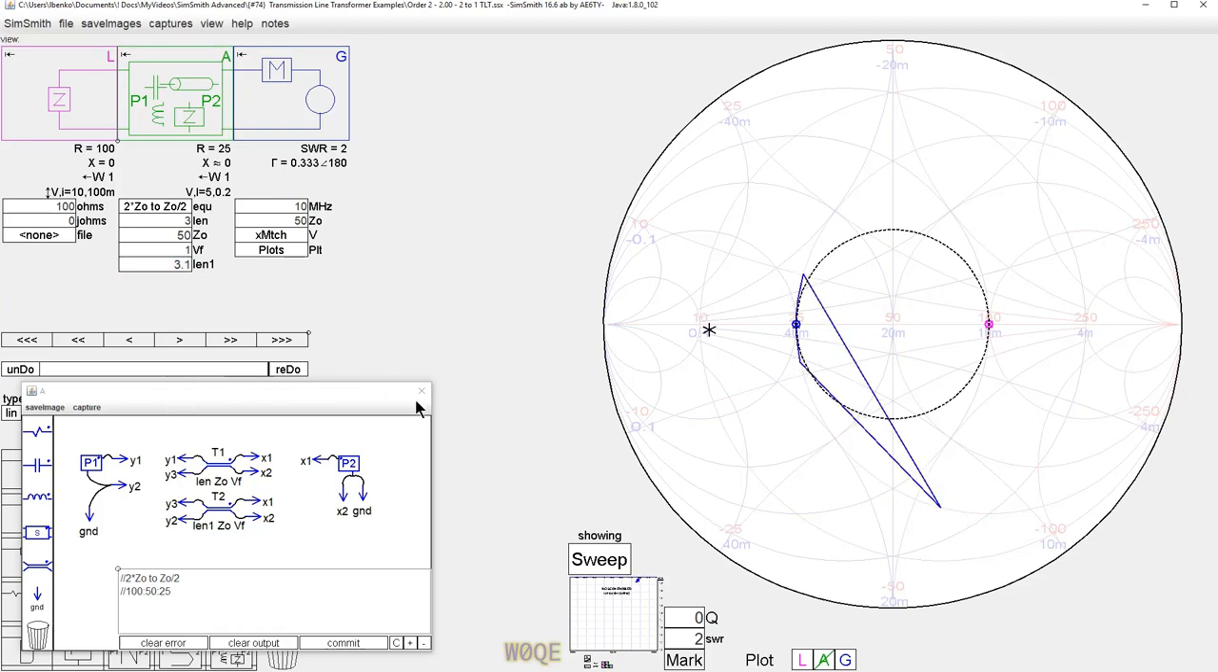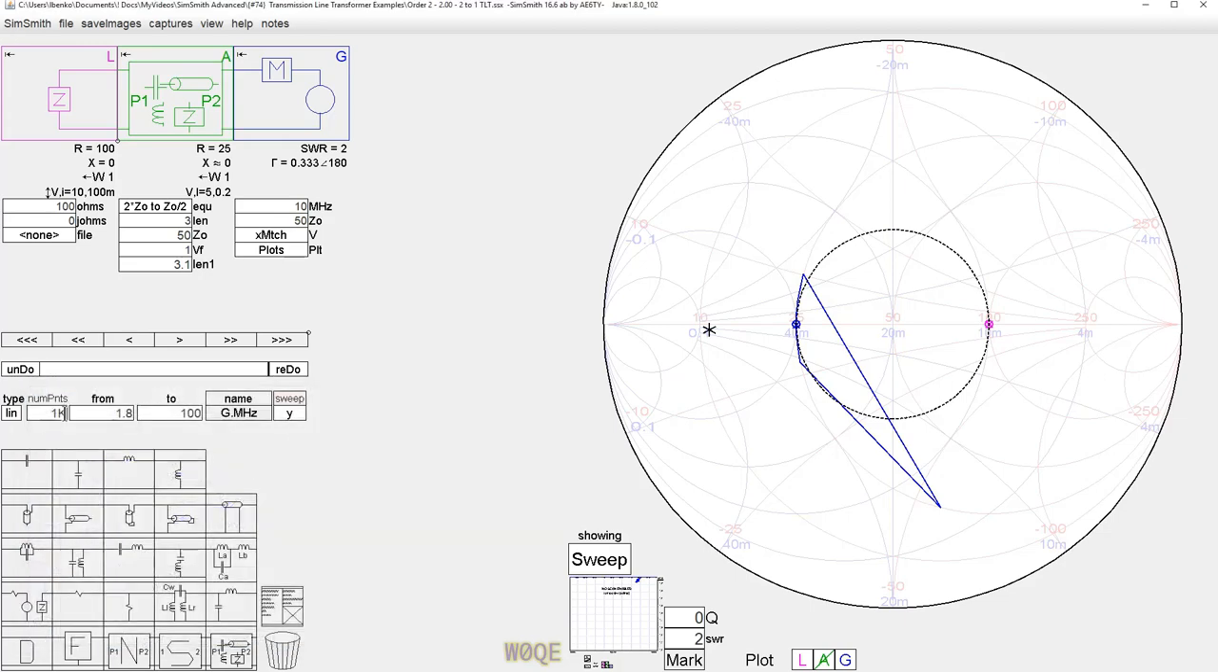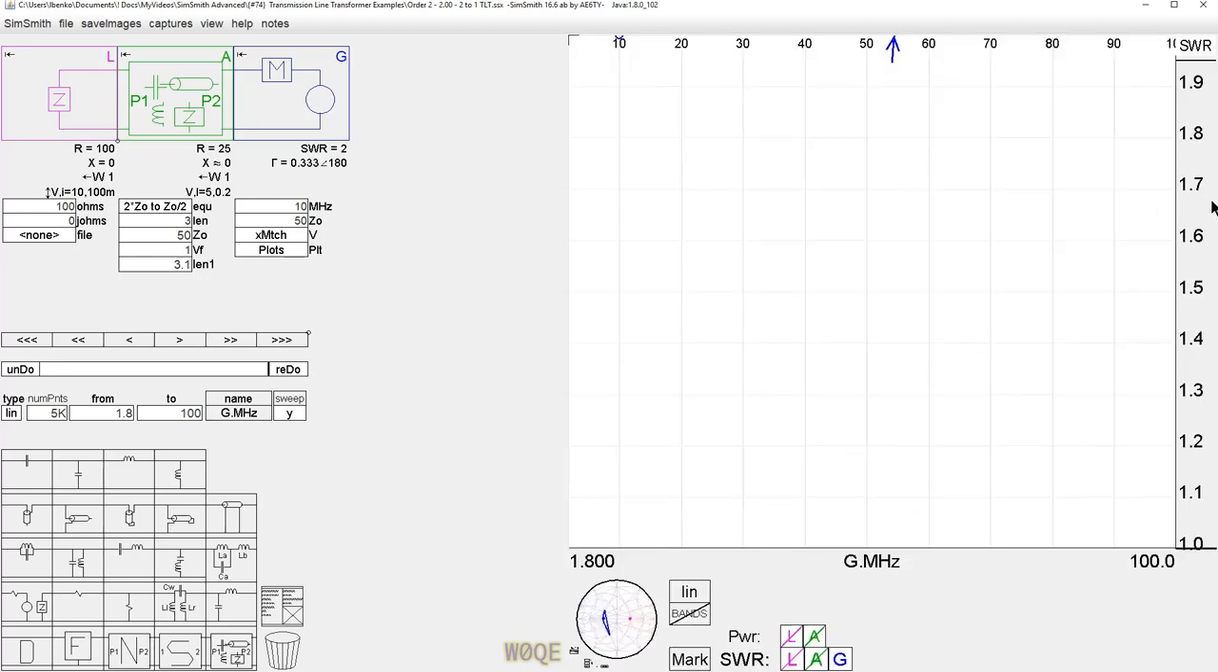Now, if we change the number of points in our plot to be something larger, we see it changes. What we're seeing here is there's some frequency somewhere that things misbehave badly. And if we look at the SWR, we might be able to see that in SWR. Right there, we see it. Somewhere a little bit over 80 megahertz, we have a problem. That can be fixed by either not trying to use this circuit at that high of a frequency or by dropping these line lengths down.